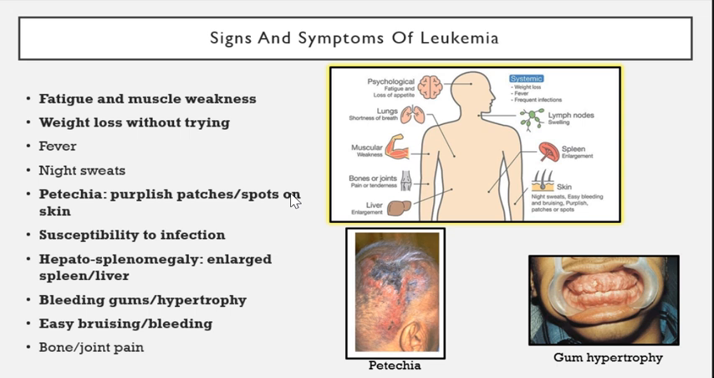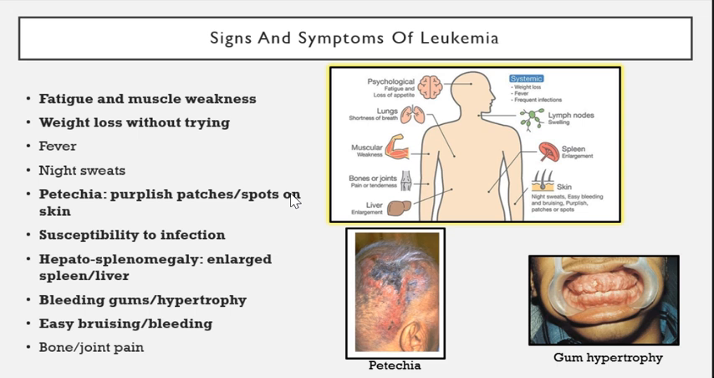So signs and symptoms of leukemia, what you're looking for is fatigue. This is just like your cancers, right? A lot of the stuff that's applicable from your cancer lectures or neoplasia lectures also applies here, where you have fatigue and muscle weakness, you lose a ton of weight, you get fever, night sweats, and these little purple patches on your skin that you can see in the picture here on this guy's skull.